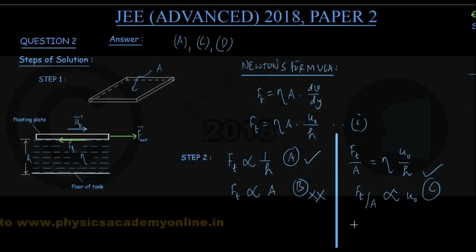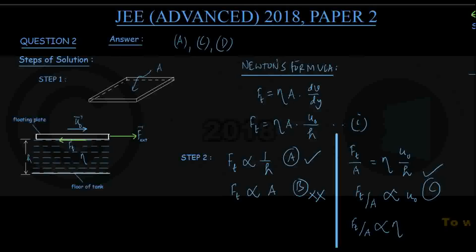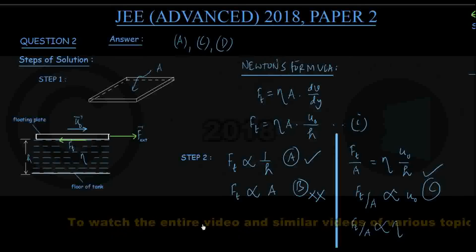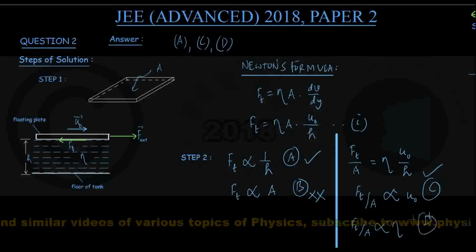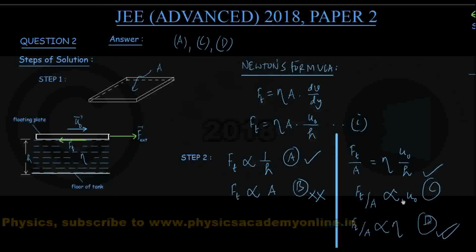We can write further that this shear stress Ft by A is proportional to eta, other conditions remaining the same, and the option D was shear stress varying linearly as viscosity coefficient eta. That's once again a correct statement. Take D to also be correct. So seeing here, options A, C and D are correct and B is wrong, thanks to this Newton's formula for laminar viscous flow.